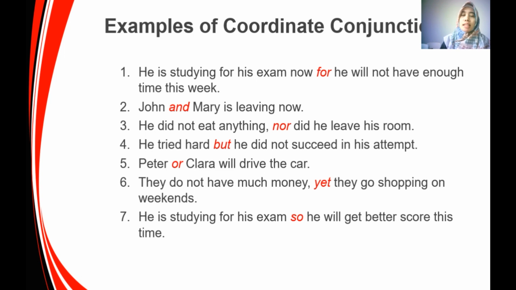As you can see in these examples, all of these coordinate conjunctions or coordinate connectors are placed between the parts that you connect. Remember, coordinate conjunctions can only be placed between the parts that you connect. You cannot put it, for example, in front of one part. For example, you say, and John, Mary is leaving now. No, it can't be. It must be placed between the parts that you connect. For example, John and Mary are leaving now. Okay?